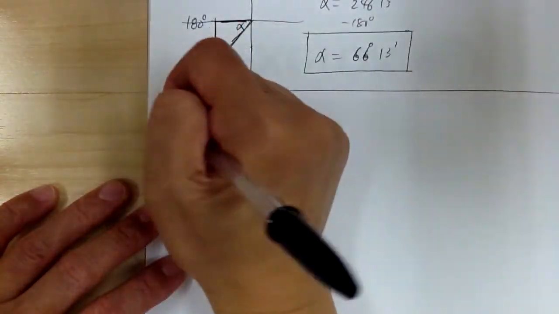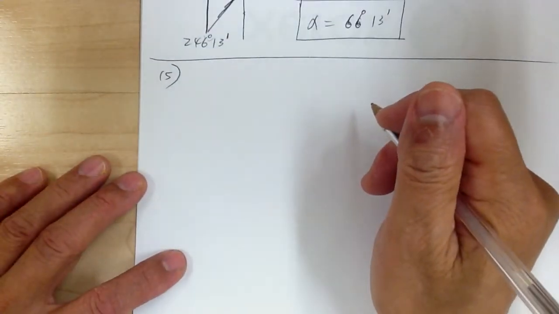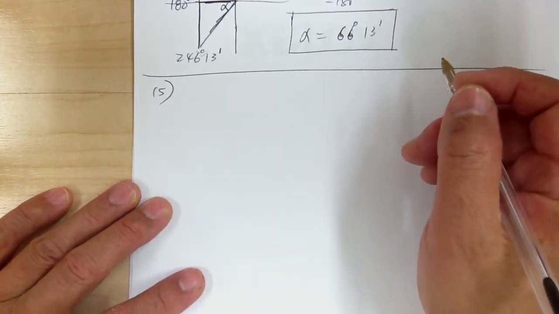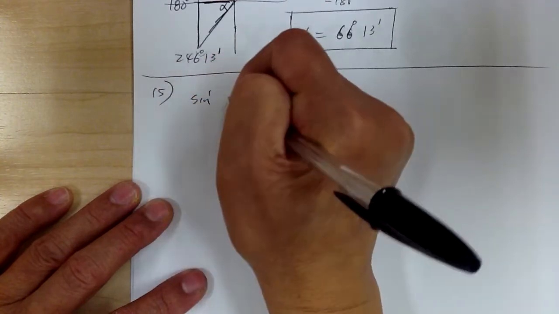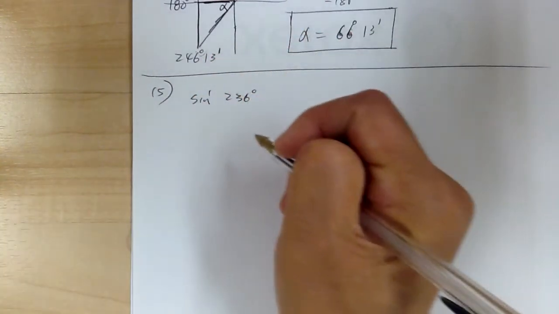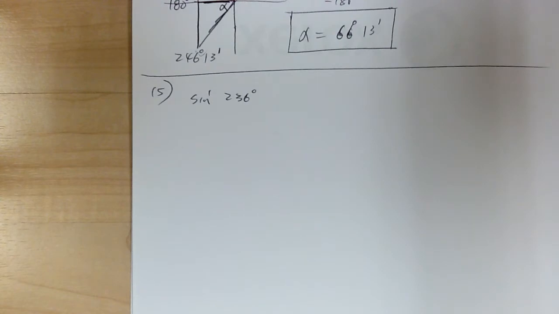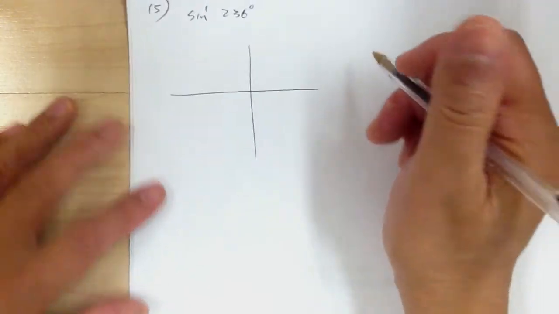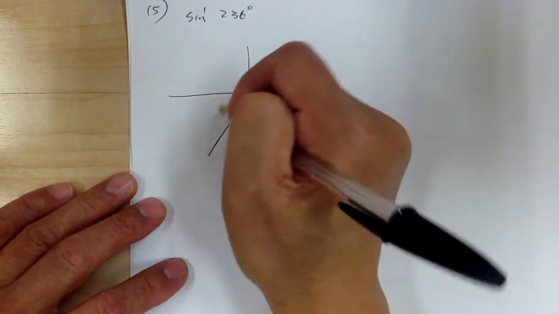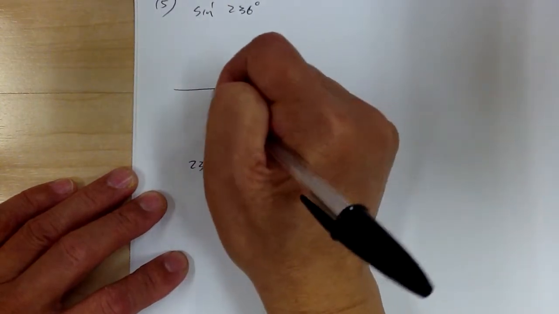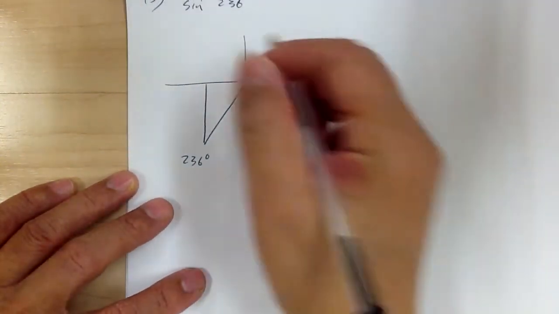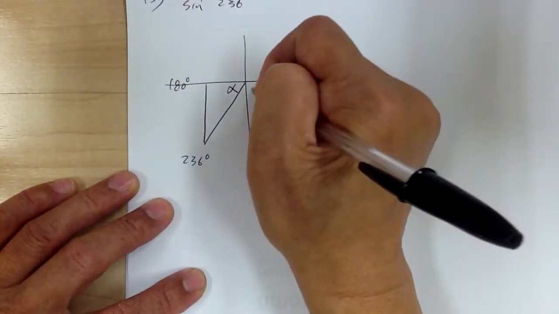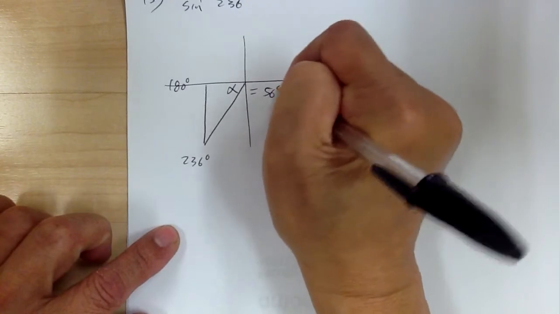Okay, let's go to number 15. You're looking for an acute angle from each one. So you've got sine of 236 degrees. First, what you want to do is draw the angle. So 236 is somewhere over here. Again, draw your reference angle, and here's your alpha. This is 180, so this minus that will give you 56 degrees.